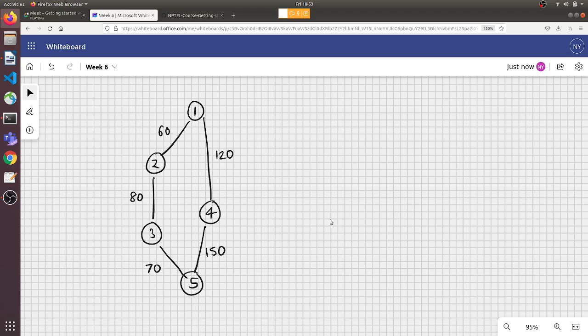For example, if this is the graph that you are given, can you try this on pen and paper and find out what will be the lowest cost to reach from node 1 to 5?